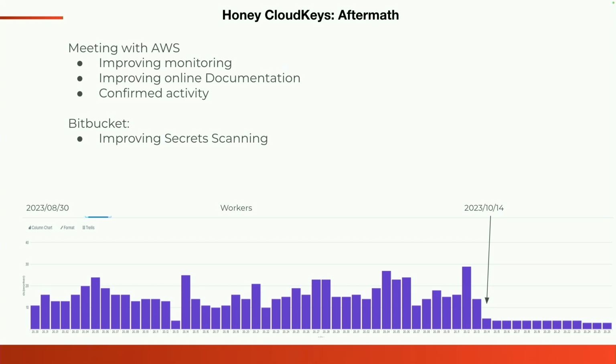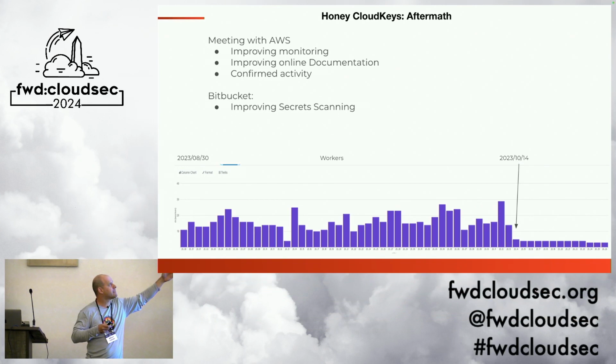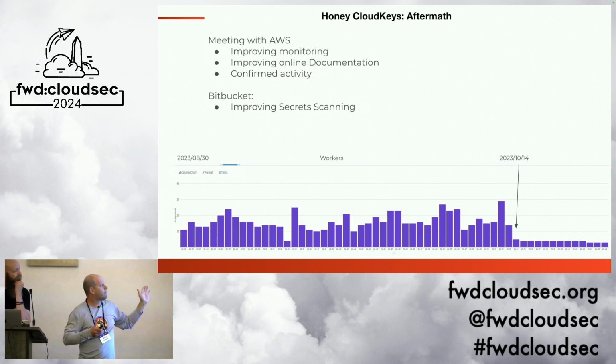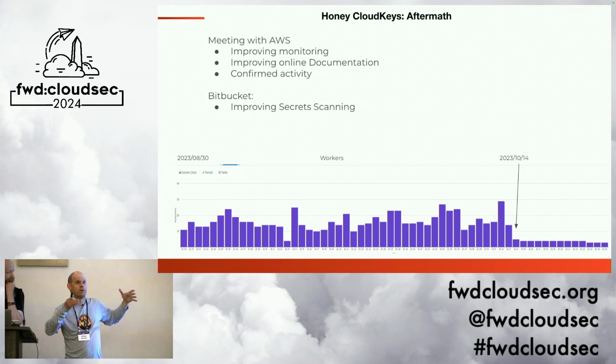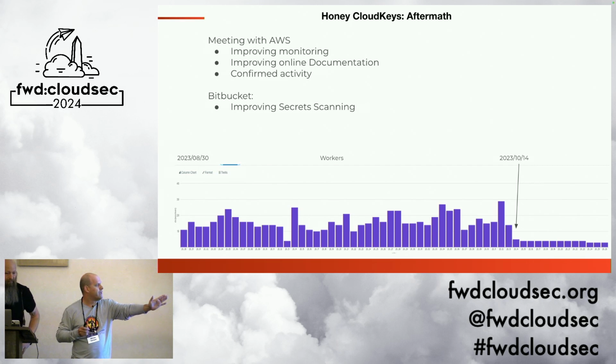And after we published a blog, we had a meeting with Bitbucket. Because of this, they improved the secret scanning. And we had a meeting with AWS. They took some action as well to improve the mechanisms. And after we published this, we monitored this operation that was very fast, which was crypto mining. So we got everything about the wallet information, and we monitored for a couple of months the activity of that wallet. And once we published the blog, the activity of the worker went down a little bit. I hope that we did something good.